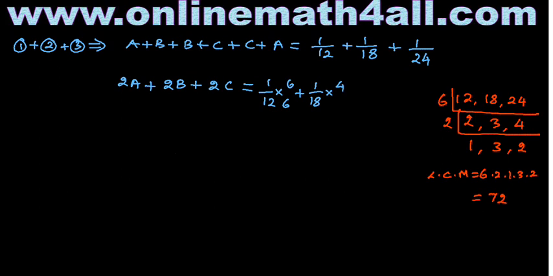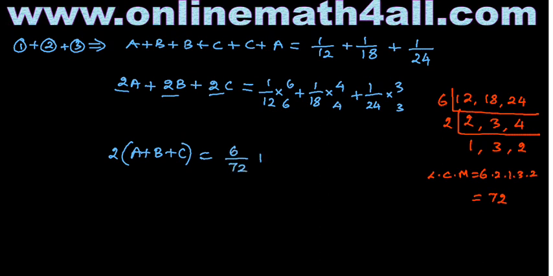4, and in the third fraction I'm going to multiply by 3. And here we have 2A + 2B + 2C. I'm going to factor out 2, so 2 times (A + B + C) is equal to 6 over 72 + 4 over 72 + 3 over 72.